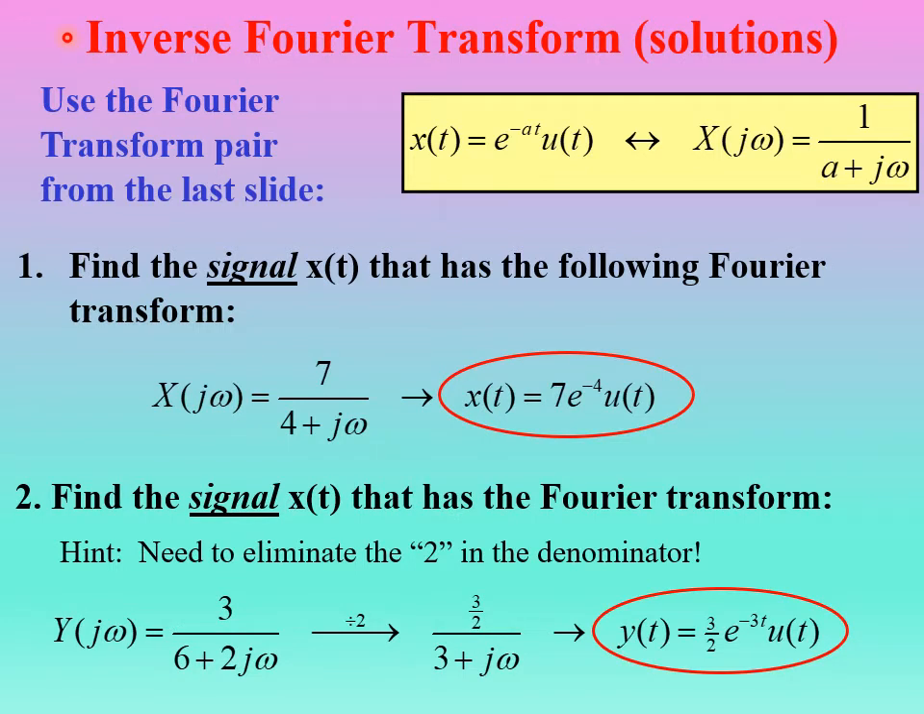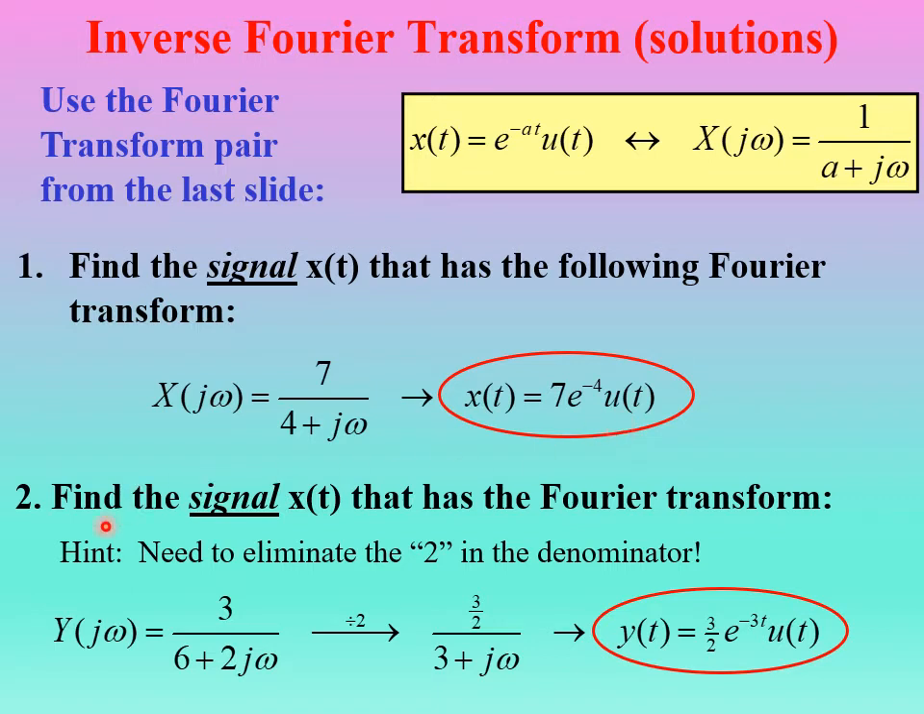All right, so here are the solutions to these inverse Fourier transform problems. The first one was the Fourier transform X of j omega equal to 7 over 4 plus j omega. By comparing it to this form here, you can see that a is equal to 4. So this a over here is going to be a 4. That's why we have e to the minus 4 u of t. And then the 7 up on the top, that's just a coefficient that goes out in front. So we can put the 7 in front of the e to the minus 4 times step function u of t.